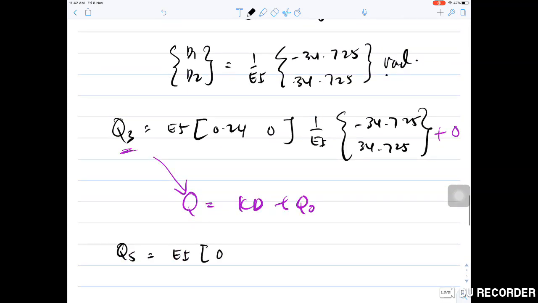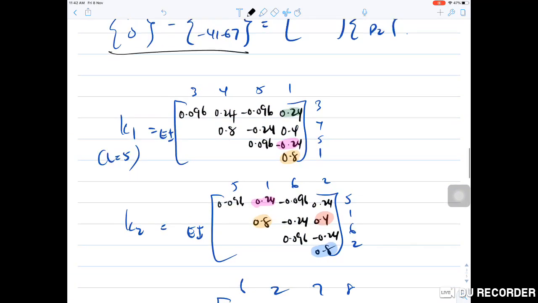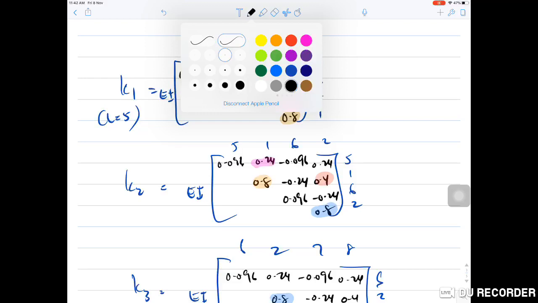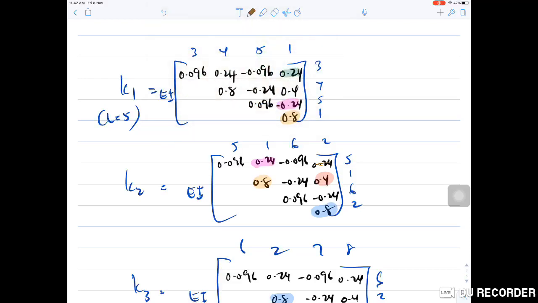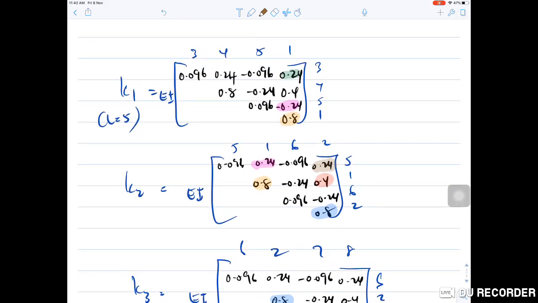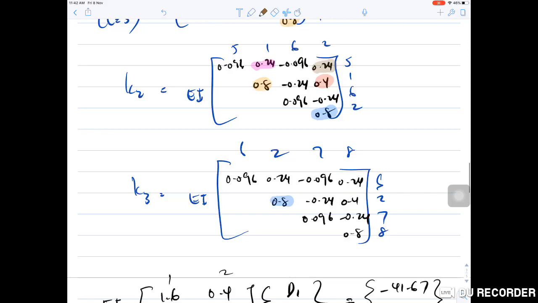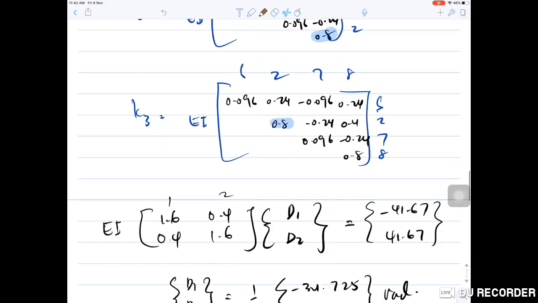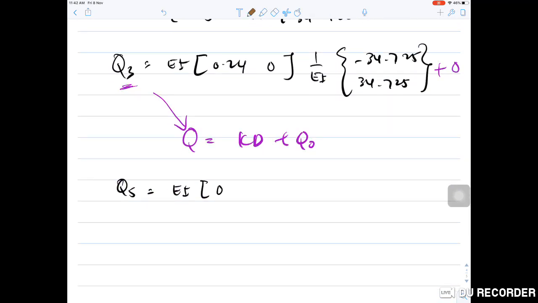This is 5-2. 5-1, 5-2. 5-2 is 0.24. Any more? No. So it is only 0, 6, 2, 7, 8. No. This is 5-2, right? 5-2, 0.24. So only 0.24.